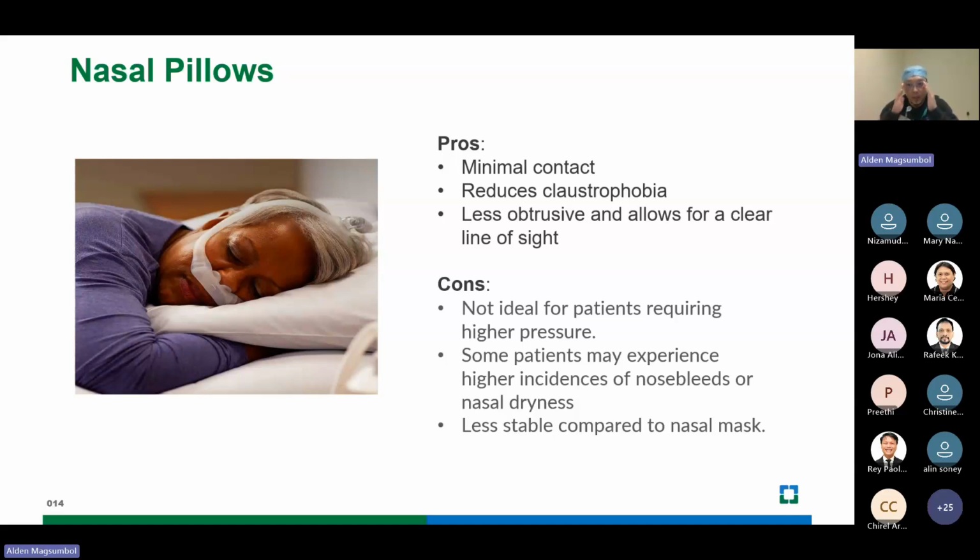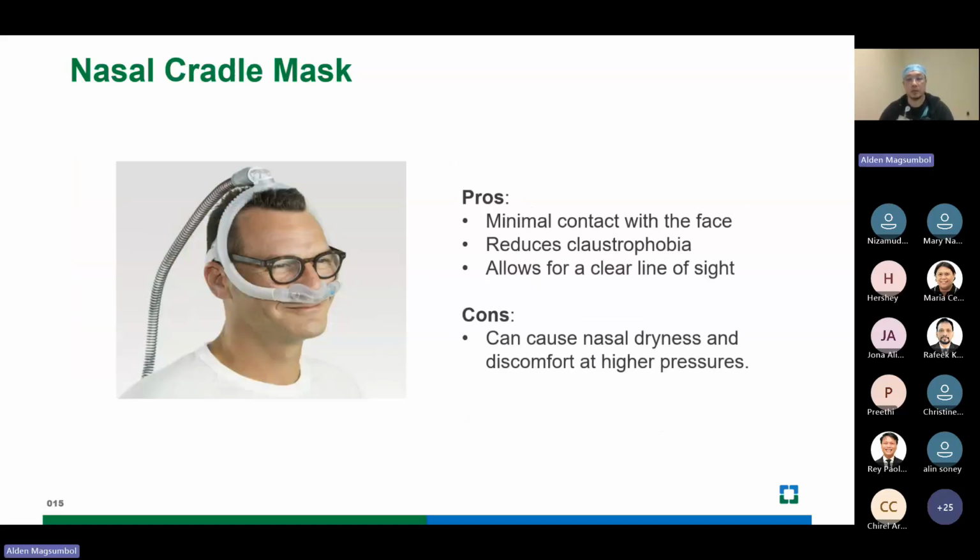However, if for example a patient is a mouth breather but prefers to have the nasal pillows, you can go ahead and use a chin strap for that particular patient. The nasal cradle is almost the same as the nasal mask: minimal contact, reduces claustrophobia, clear line of sight. It can also cause nasal dryness and discomfort. A study found that nasal pillows or the nasal cradle are well tolerated and effective for patients, but may require CPAP pressures below 14 cm water.